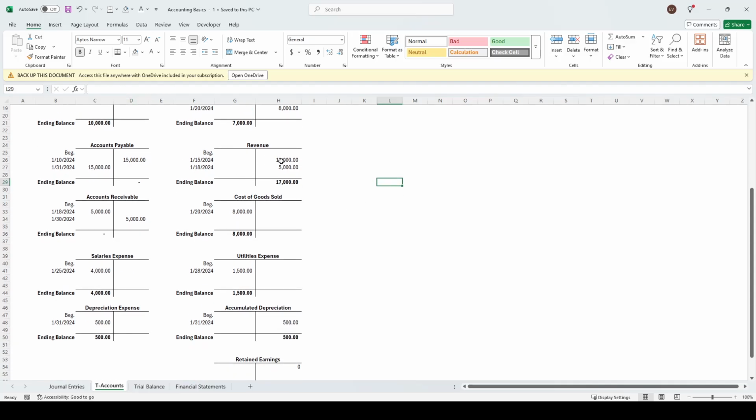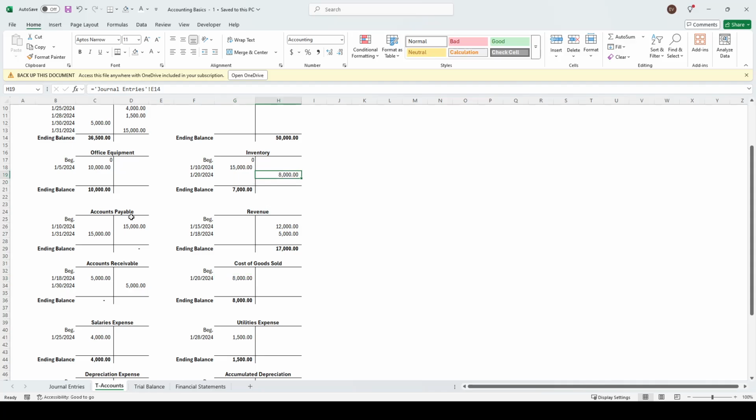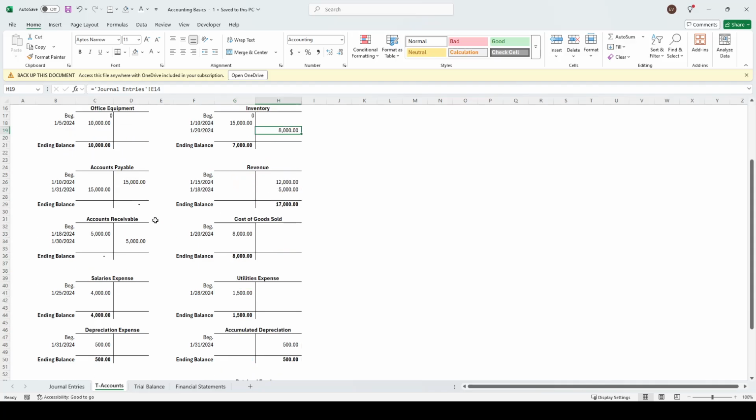In revenue, you recall there was $12,000 in cash sales plus $5,000 in credit sales for a total ending balance of $17,000. From accounts receivable, if you recall, customers purchased on credit for $5,000, but later that month they submitted cash payments. So here you will see a decrease to accounts receivable and an ending balance of $0. Cost of goods sold, if you recall, we had $8,000 of cost of goods sold, and you will also see the $8,000 previously to show the decrease in inventory.